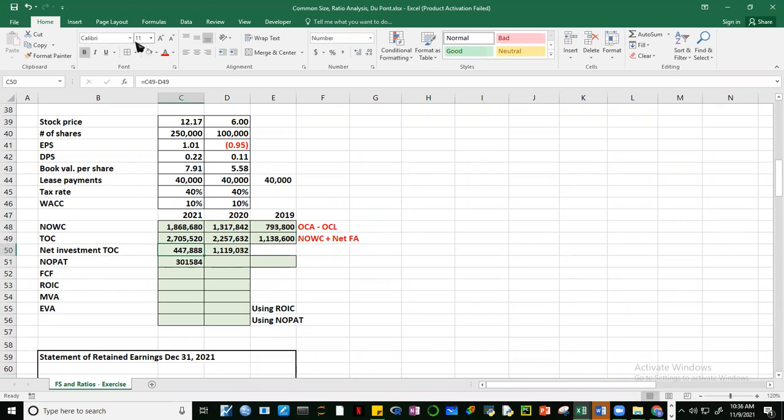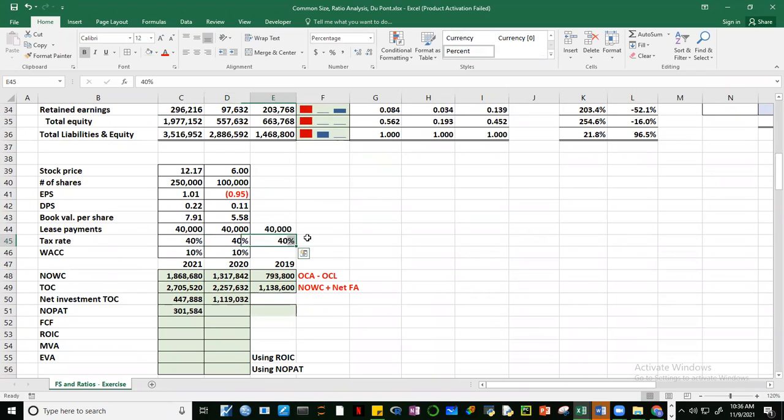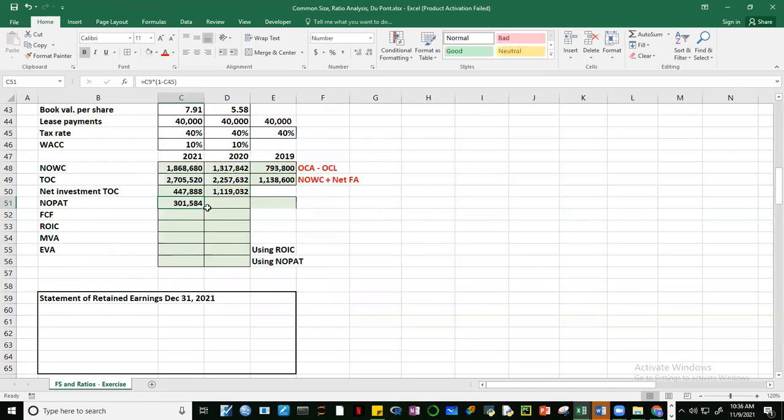Okay, so this is our NOPAT. We're given that the tax rate is 40%. Let's extend this here so that we can compute for the NOPAT in 2019. So that's our net operating profit after tax. We see here, guys, that there was a huge additional investment in 2020, 1.1 million compared to 2021, only almost half a million. However, despite the increase in investment in TOC, the NOPAT only increased by 10,464 in 2020.